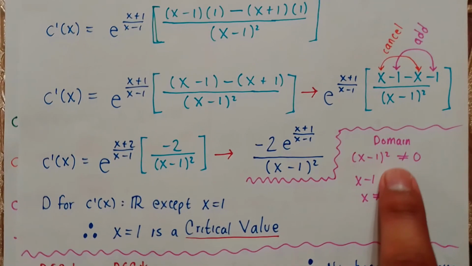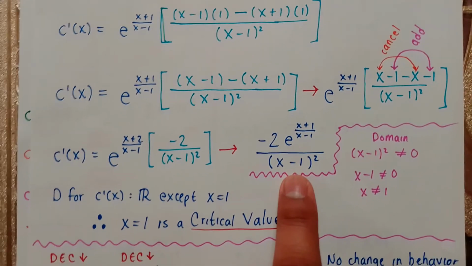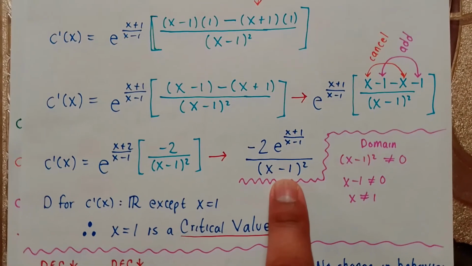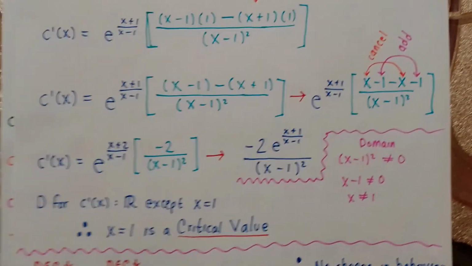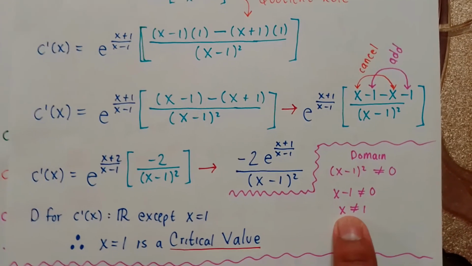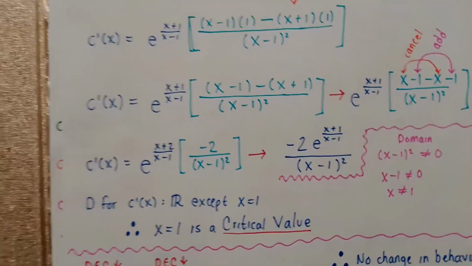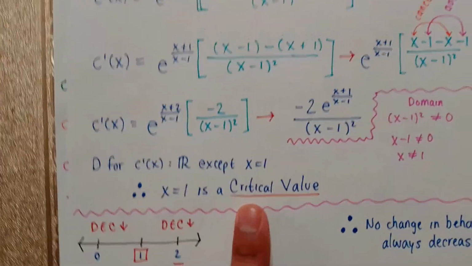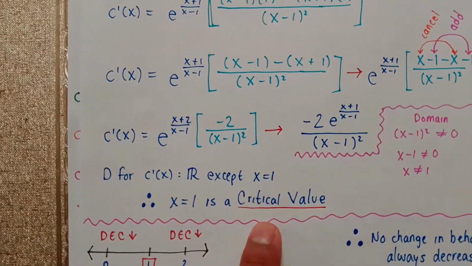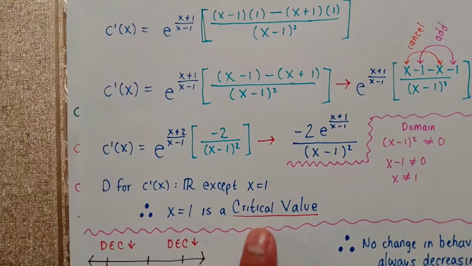In our domain, you can see that the denominator cannot be equal to 0. So the value that's going to end up as 0 is, again, x cannot be 1. That's what we will call a critical value later, but for now it's just an interesting point. We're going to test it and see if it's a critical value or not.